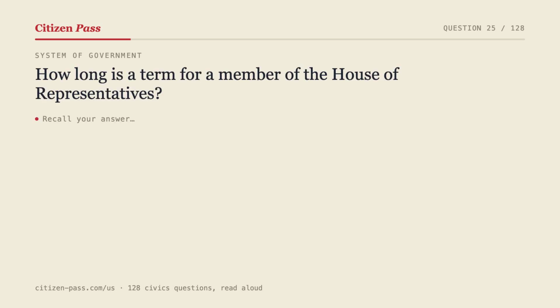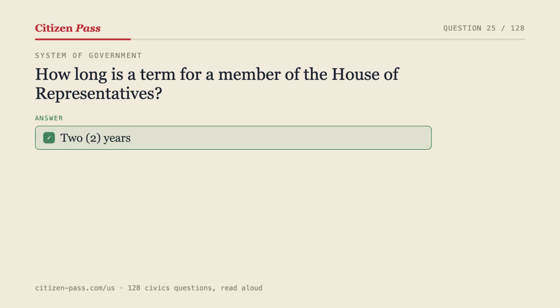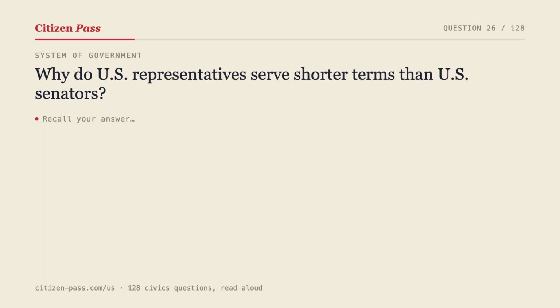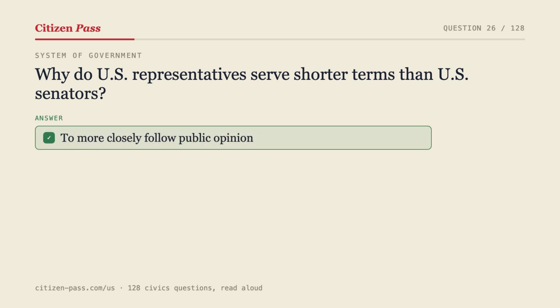How long is a term for a member of the House of Representatives? The answer is 2 years. Why do U.S. representatives serve shorter terms than U.S. senators? The answer is to more closely follow public opinion.